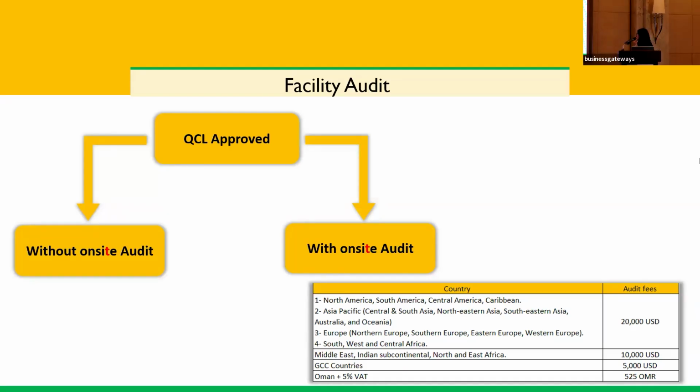As you can see, if it's in North America, other Asian places, or Europe, they need to pay such fees, and if it's the Middle East, they need to pay another fee. If it's a GCC country, they need to pay another fee. If it's Oman and outside Muscat, there will be different fees. So it depends on the place. Based on that, they will pay the fees for the audit project.